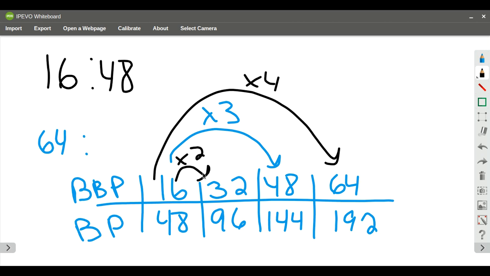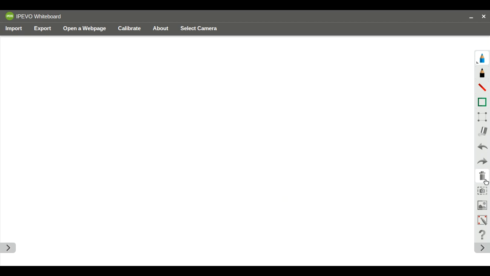So the ratio is going to be, if I have 64 basketball players, I'm going to have 192 baseball players. I can show this also simply by doing multiplication.